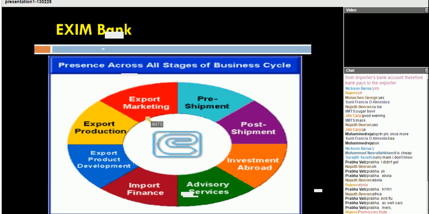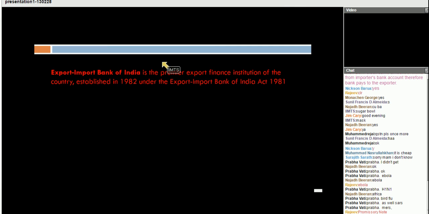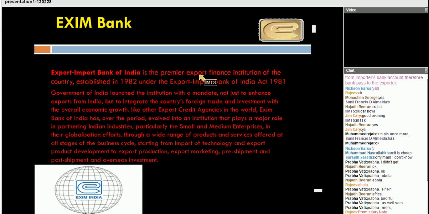And then marketing, that is very important. If marketing is not done properly, the goods may not be demanded. That is all taken care of by the Exim Bank. So it stands for Export-Import Bank of India. It is the premier export finance institution of the country, established in 1982. They offer lots of services under their agents.